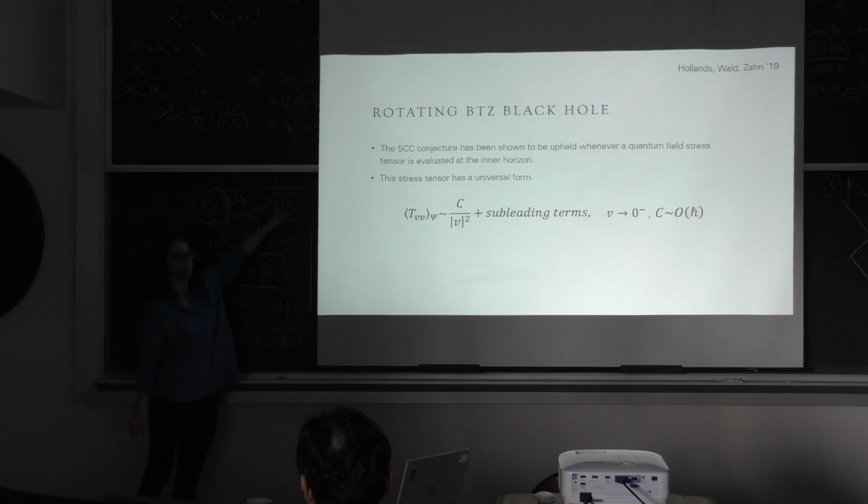Where these kappas are the associated surface gravities of the inner horizon and the outer horizon. So depending on the ratio between these two temperatures, you can see that this 2 can go to 1 or 0 or some smaller number than 2.